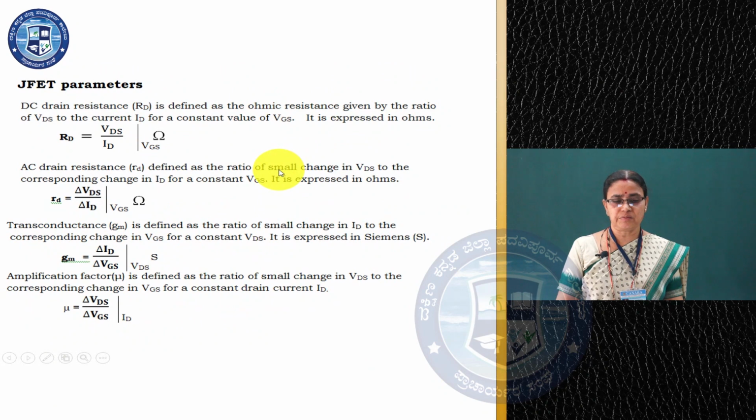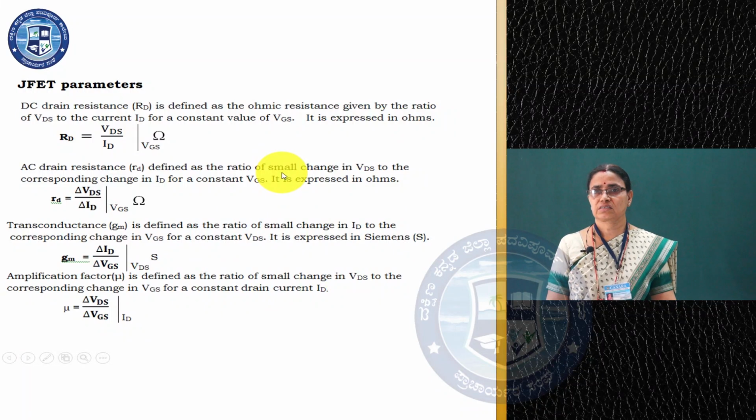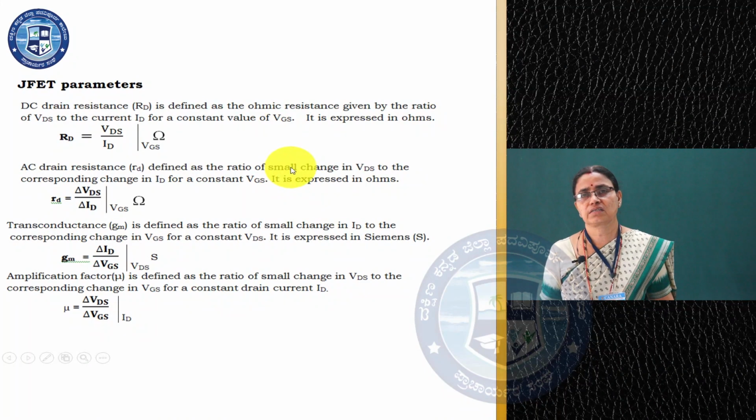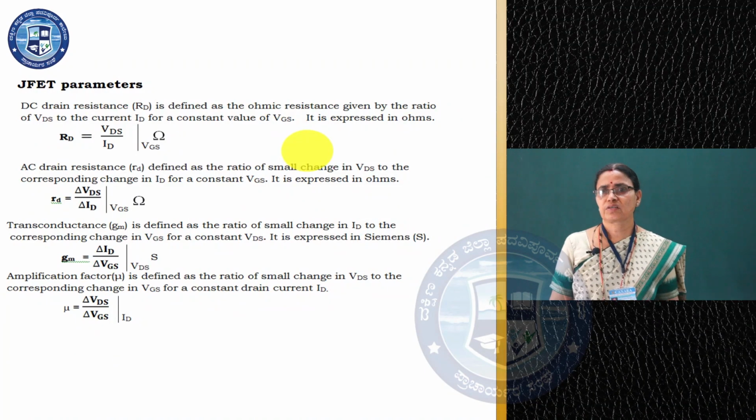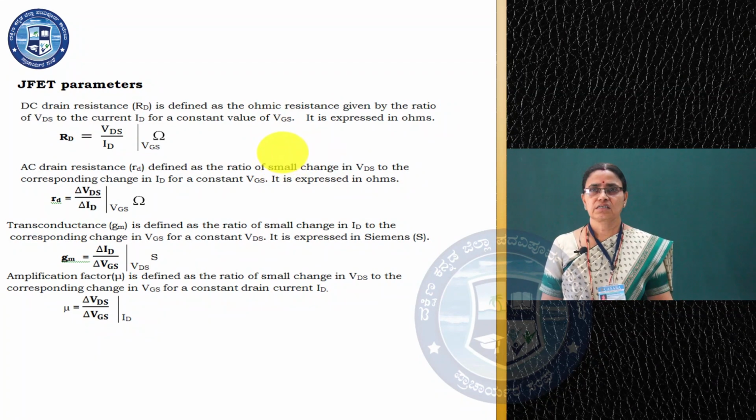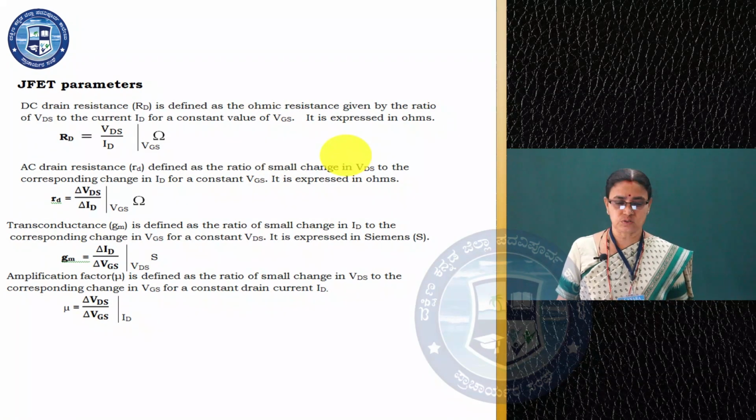The next one, JFET parameters. There are 4 parameters here. First one, drain resistance. Drain resistance is the ratio of drain to source voltage to the drain current when VGS is kept constant, and the unit of drain resistance is ohms. And AC drain resistance is the ratio of small change in drain to source voltage to the small change in drain current when VGS is constant. This unit is also ohms.